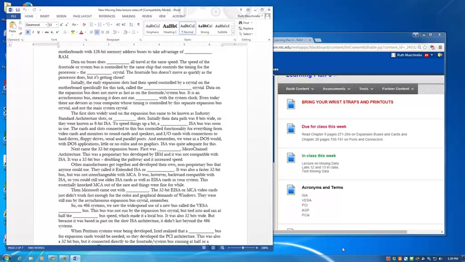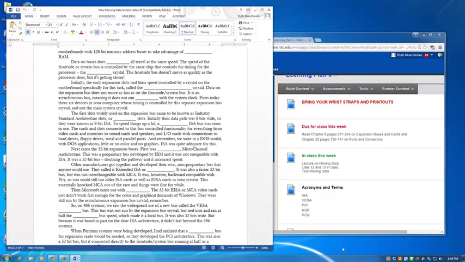So the other manufacturers got together and developed their own non-proprietary bus that anyone could use. They called it Extended ISA, or EISA, which is spelled E-I-S-A. This was also a faster 32-bit bus, but it was not interchangeable with MCA. It was, however, backward compatible with ISA, so you could still use your older ISA cards as well as newer EISA cards in your system. This essentially knocked MCA out of the race, and things were fine for a while.